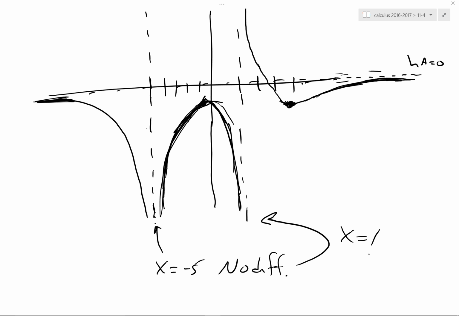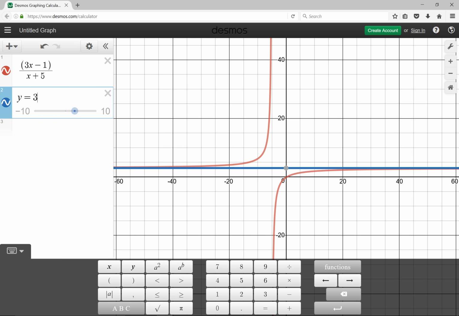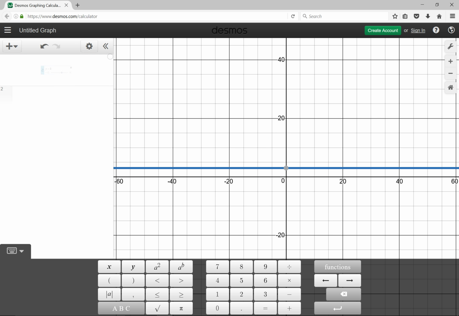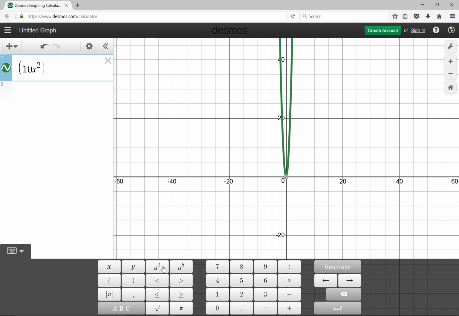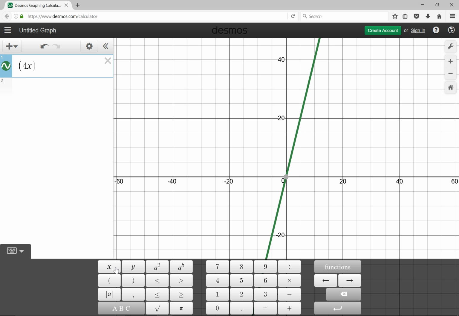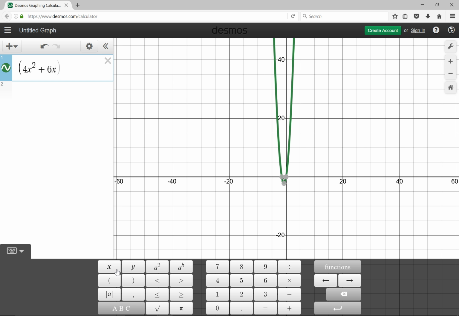Should we look at the graph? I know you don't believe me. I'm doing it anyway. Read me the original problem here. What was it? It is 10x squared minus 38x. No, the original problem, not the derivative. Is it 5x squared or something? 4x squared plus 6x minus 1.